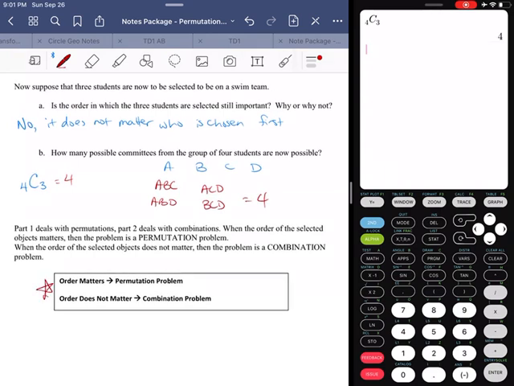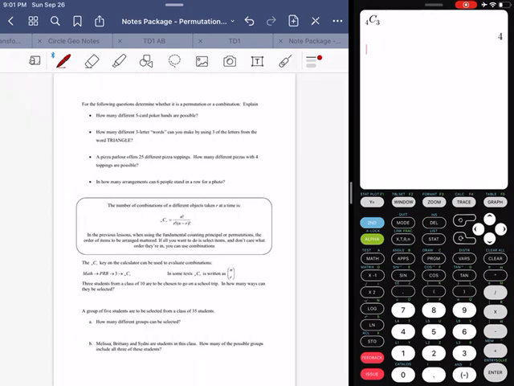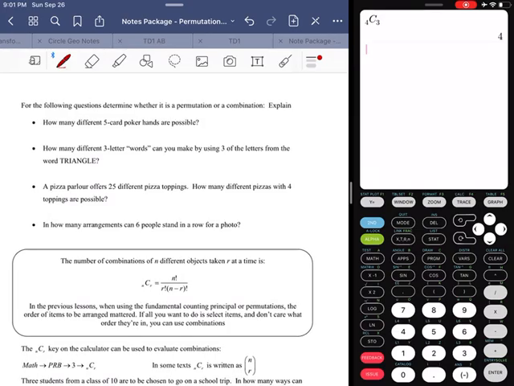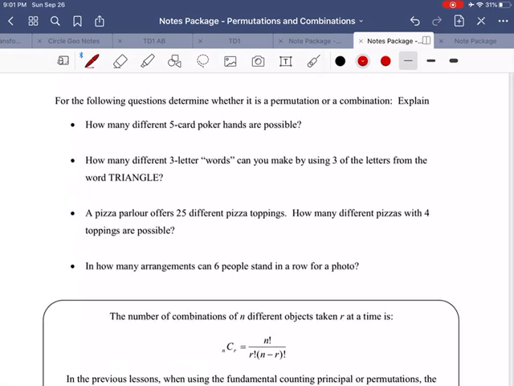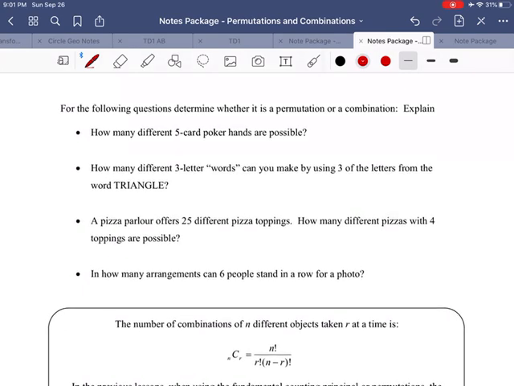This part's key. If the order matters or the order makes a difference, you're dealing with a permutation. If the order does not matter, makes no difference, that's a combination problem. So let's do a couple examples here. How many different 5-card poker hands are possible? That is a combination.